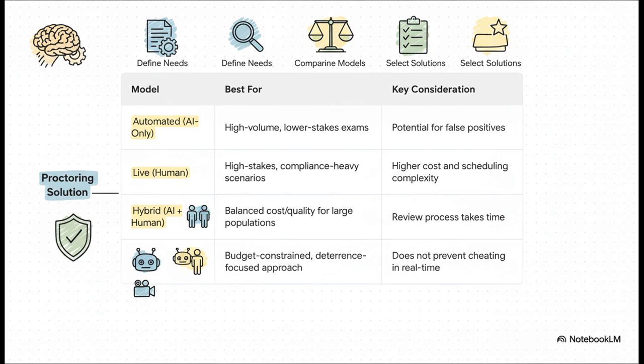You've got your fully automated AI-only systems. These are great for huge volumes of lower-stakes exams, but you have to watch out for false positives. Then there's live, human proctoring, kind of the gold standard for super high-stakes stuff, but it's pricey and can be a headache to schedule.